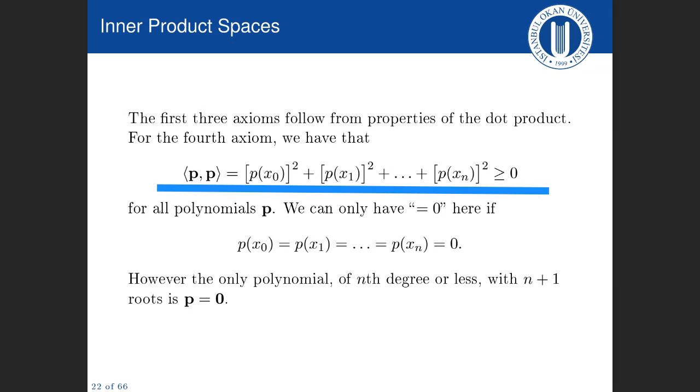But there's only one polynomial of degree n or less which has n plus 1 roots, and that's the 0 polynomial. Every non-zero polynomial of degree n has at most n roots, but we have n plus 1 roots, so we can't have a non-zero polynomial, it must be 0.